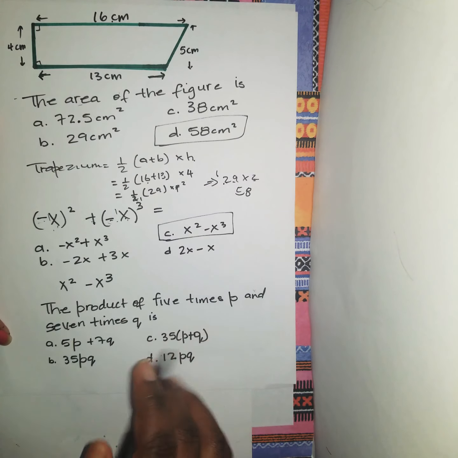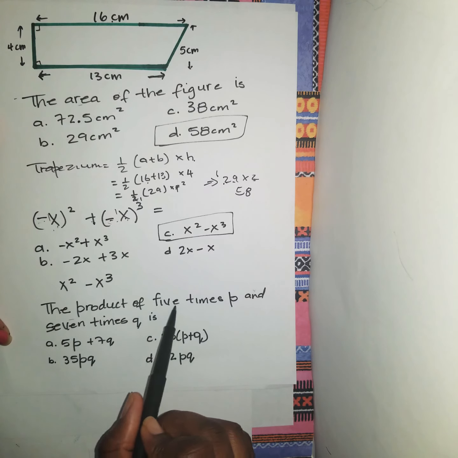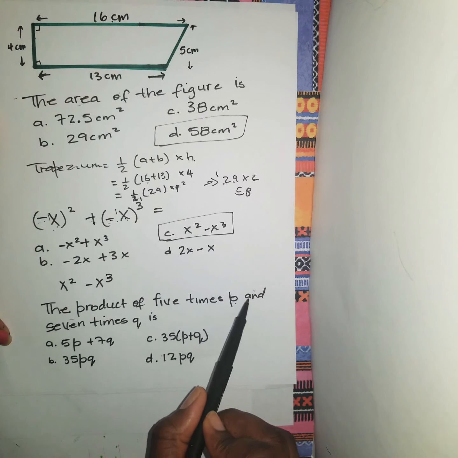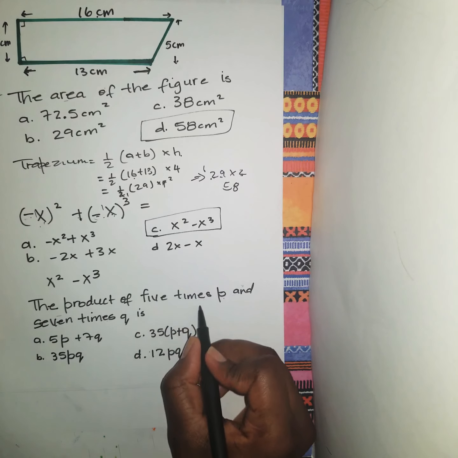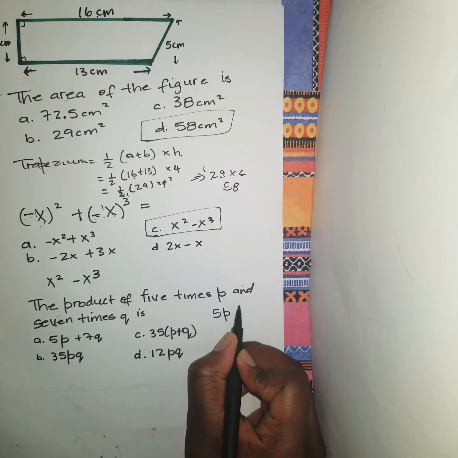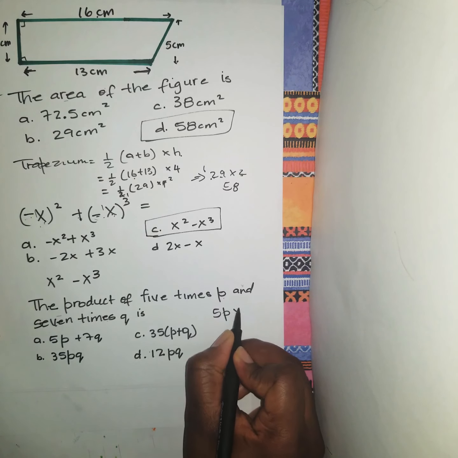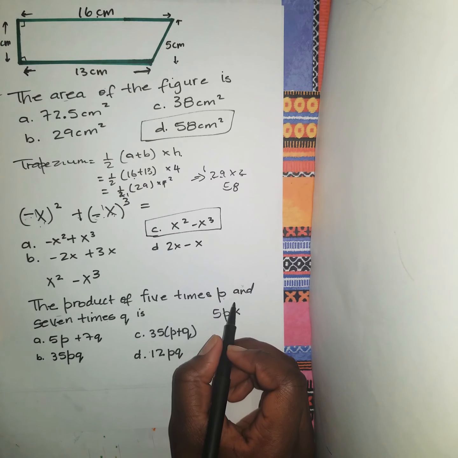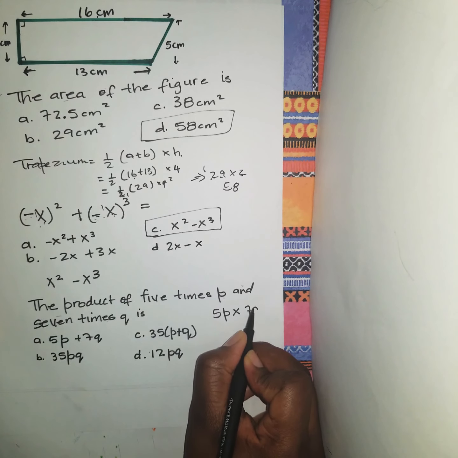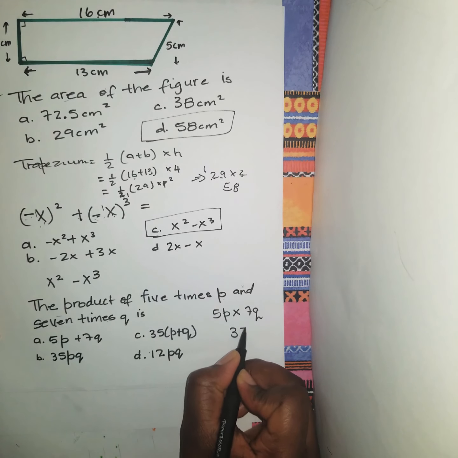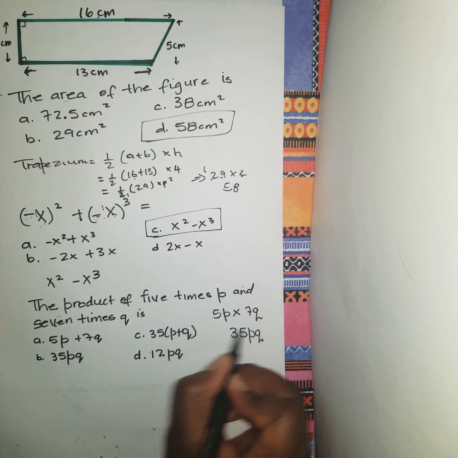Let's do this one. The product of 5 times p and 7 times q is... So 5 times p, it's 5p, and here will be multiplication. 7 times q is 7q. So the answer is 35pq.